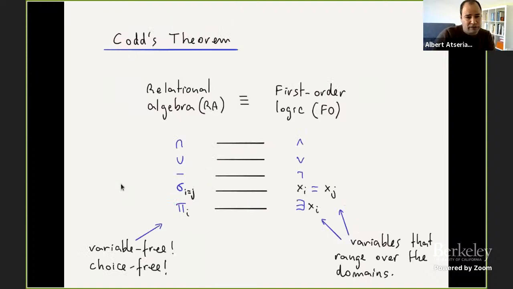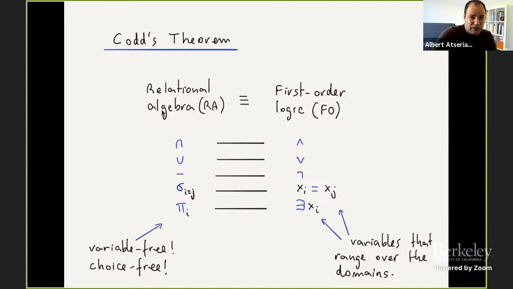And then Codd related this to something quite familiar, which is first order logic on a relational language. He noticed and proved that relational algebra can compute precisely the same relations from given relations that you can define with first order logic. Intersection corresponds to conjunction, union corresponds to disjunction, difference corresponds to negation. This sigma, this selection, is the equality relation, which we usually assume given for free. And the projection is precisely the existential quantification, where now these variables range over the domains of our data model. By the way, once you have negation and existential quantification, you also have universal quantification.